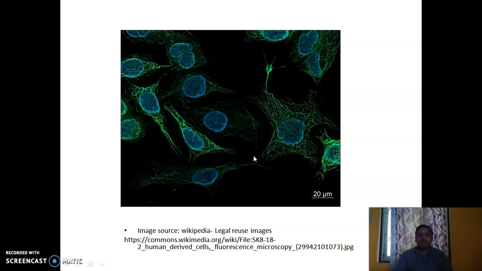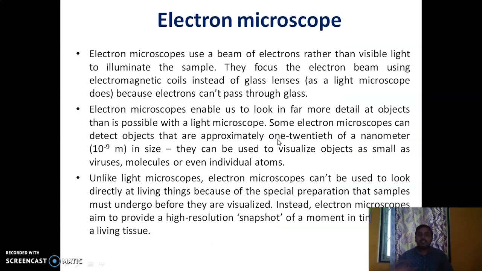Fine. Now we have seen all 4 types of light microscopy. Now it's time to move to the second category of microscopes, that is electron microscopes. So what's the basic thing behind the electron microscope which differs it from a light microscope? The electron microscope uses a beam of electrons rather than visible light to illuminate the sample. They focus the electron beam using electromagnetic coils instead of glass lenses. So these two are the basic differences between a light microscope and an electron microscope.